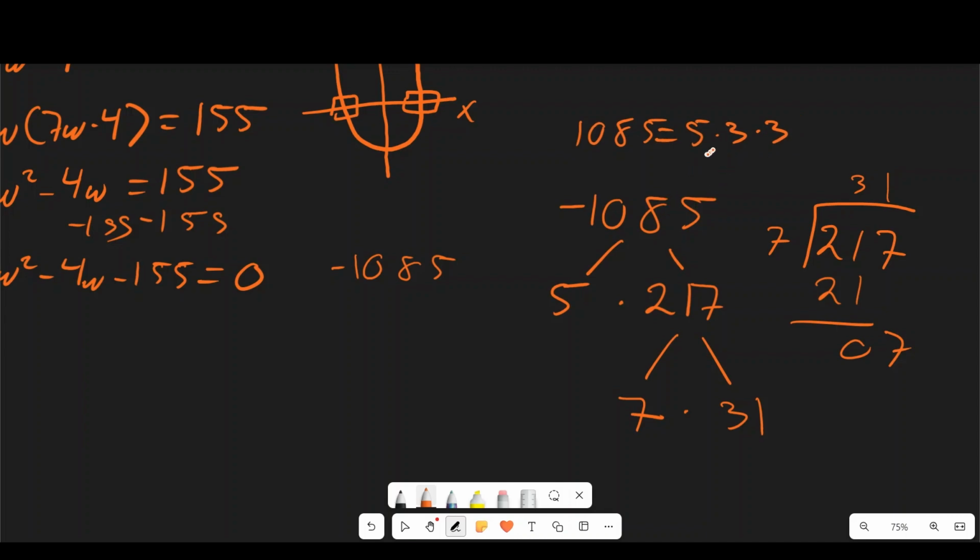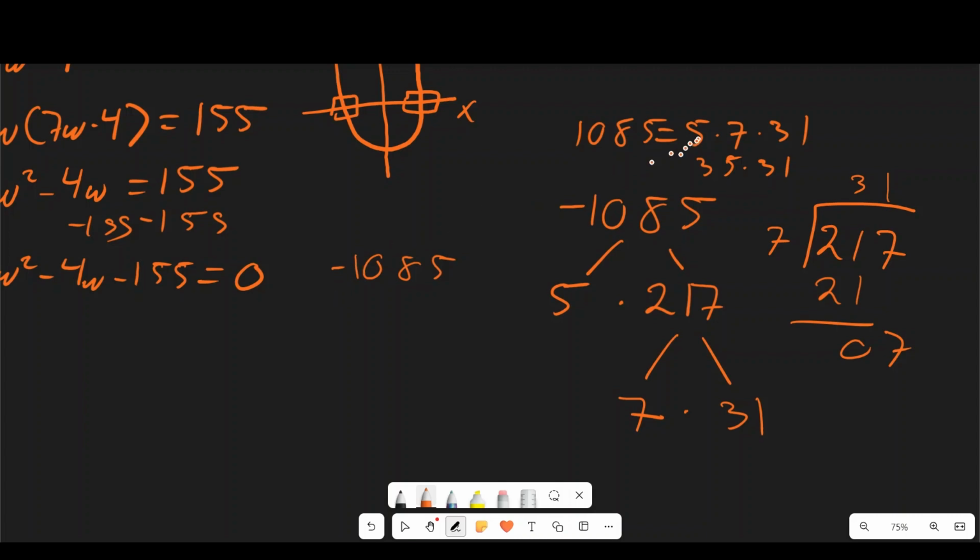5 times 7 times 31. But notice that 5 times 7 we can rewrite as 35 times 31, right? So we have actually two numbers, and remember, we want to find two numbers that, when multiplied together, equal 1085 and, when added together, equal minus 4, right?